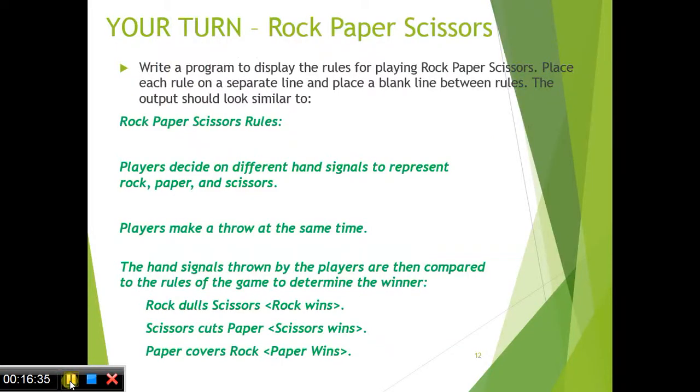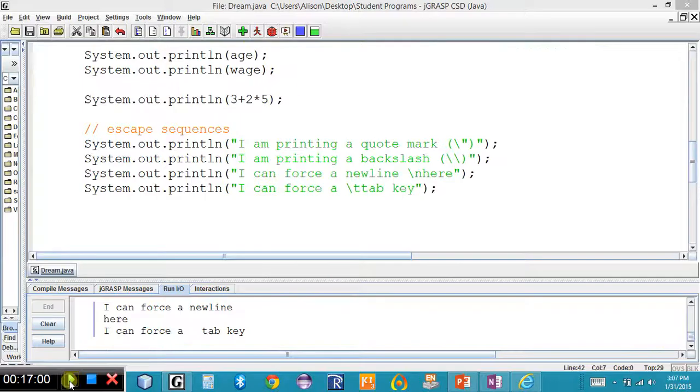All right, so now it's your turn. What I'd like you to do is create a program that will print out the rules to rock, paper, scissors. I would like you to display the rules as you see them on this screen right here. You're going to place each rule on a separate line, put a blank line between the rules, and tab in these last three rules. So I'm going to have you create a program that prints the rules for rock, paper, scissors.